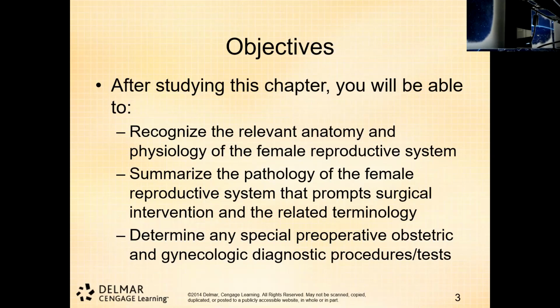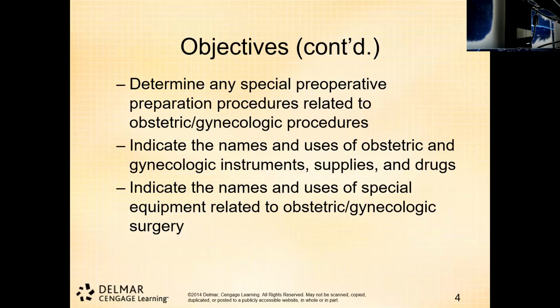After studying this chapter, the final goal is for us to be able to recognize the relevant anatomy and physiology of the female reproductive system. We should also be able to summarize the pathology of the female reproductive system that normally prompts surgical interventions and related terminology. At some point, we'll be able to determine special pre-operative obstetric and gynecologic diagnostic procedures and tests in the operating room as we go on, and then be able to determine some special pre-operative preparation procedures related to OBGYN.